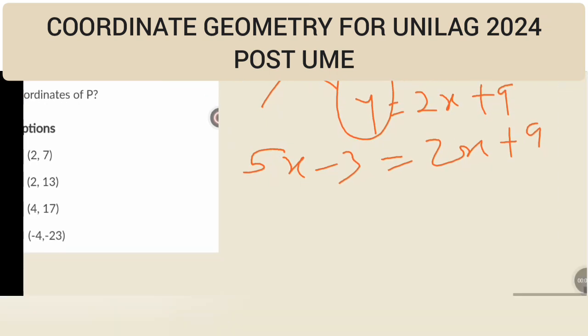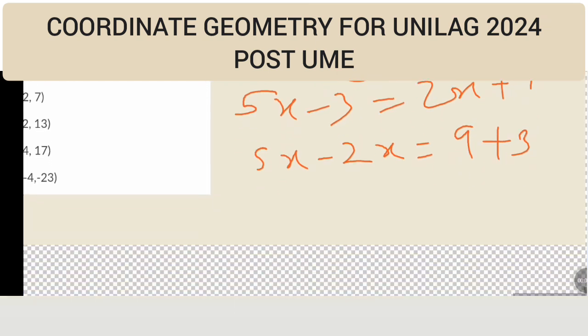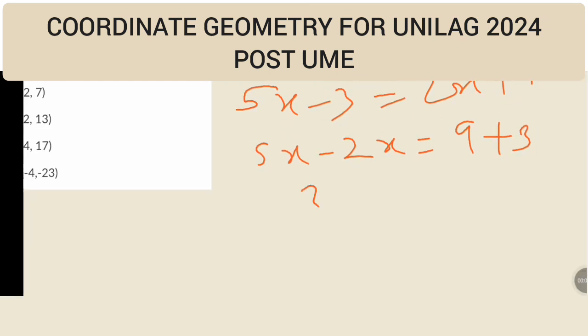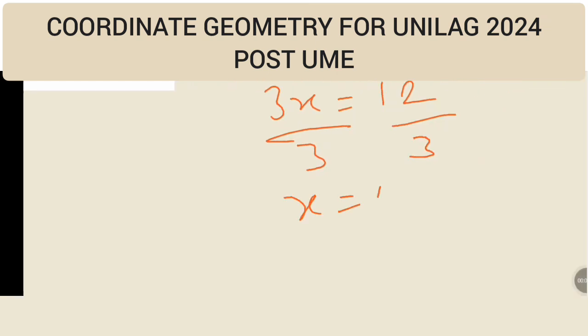Then just solve this. Collect the like terms. That will give you 5x minus 2x equals 9 plus 3. So 5x minus 2x gives you 3x equals 12. Then from here, divide by 3. So you can see that you will get x equals 4. So x equals 4 is the value of x.